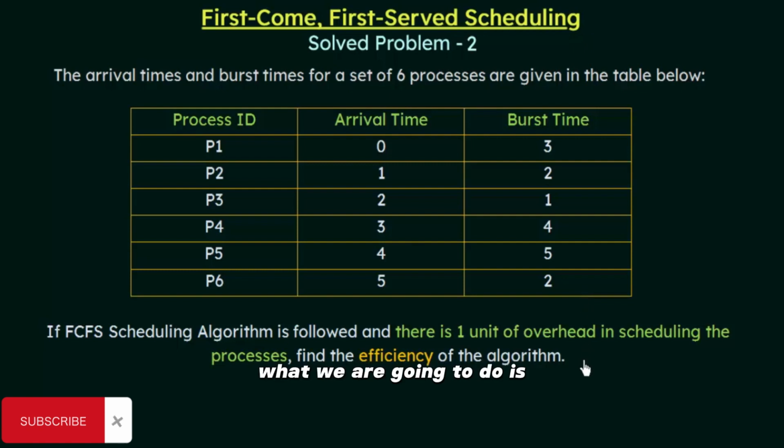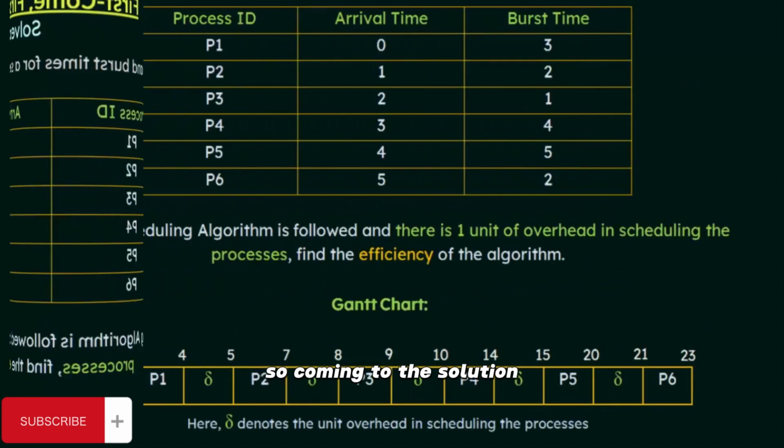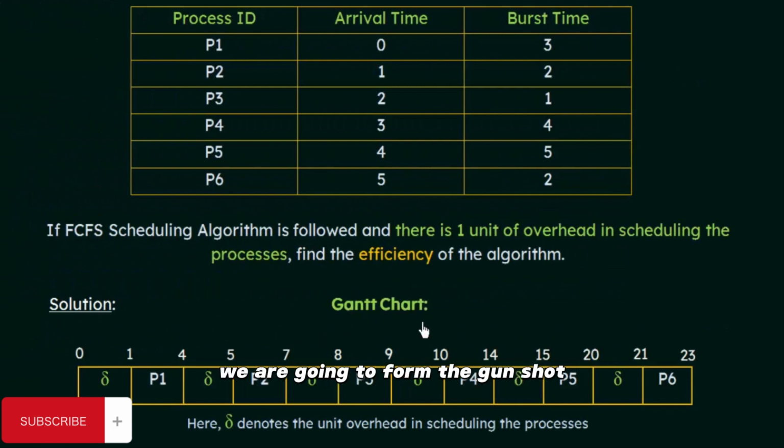So first of all, what we are going to do is draw the Gantt chart for this. So let us see how we can form the Gantt chart for this set of processes following this method. So coming to the solution, we are going to form the Gantt chart, and this is how the Gantt chart for this set of processes will look like. So let me explain this Gantt chart to you. It looks a bit different from the previous Gantt chart that we formed in the previous example that we discussed in the previous lecture. And why is that?